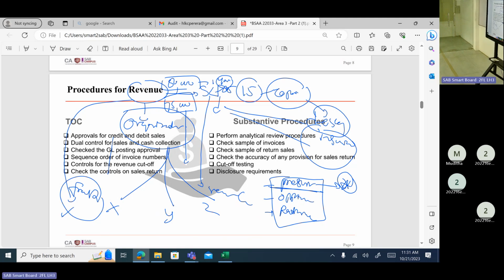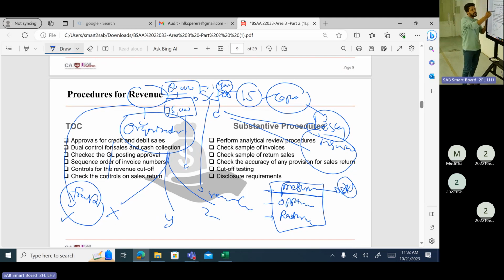Study revenue company-wise. Examples were done: service rendering, manufacturing, buying and selling. Different companies. Let's say a construction company, there's a percentage of completion. So we always encourage you to do TOC for revenue. Otherwise it is very difficult, because the number of revenue transactions during the period is large. You can't do substantive procedures fully. So you have to do TOC first and then come up with substantive procedures. That's the guidance we have given, right?